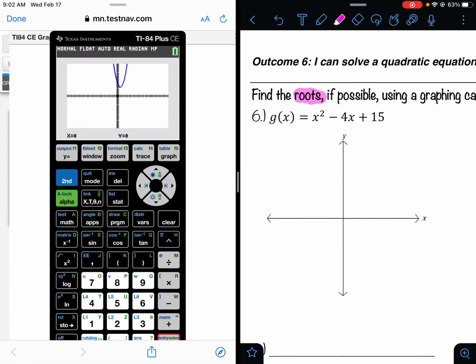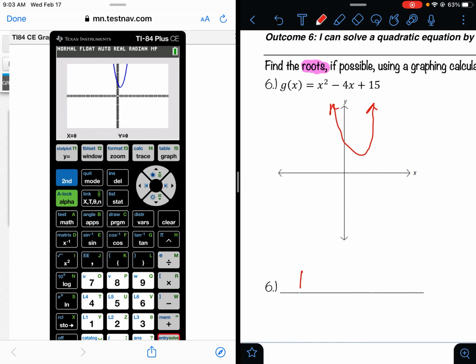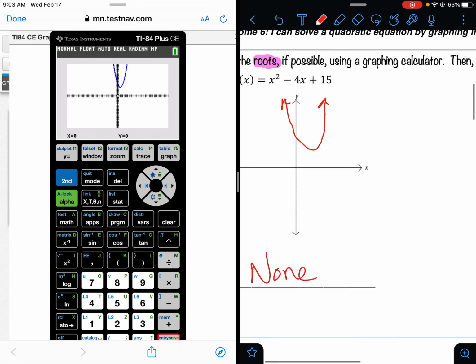So the first thing I need to do is draw a sketch of this. It doesn't need to be perfectly accurate, just something close. But then when it tells me to find the roots, it's asking to find the x-intercepts. One thing you should notice right away is this doesn't have any. There are none. It does not cross the x-axis, therefore there are no x-intercepts.